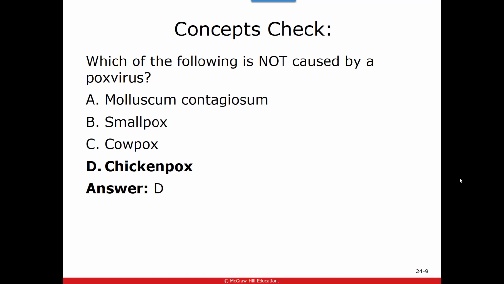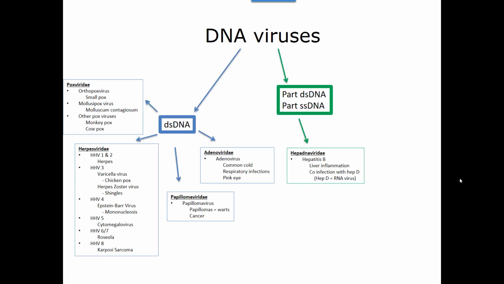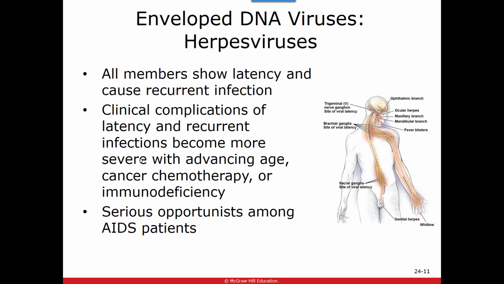Now, moving on to our next group. Still double-stranded DNA, but we're going to move on to the biggest family there is, and it's the herpes family, the Herpesviridae family. Now, all of the virus strains in the herpes virus family all show some kind of latency, meaning they can go dormant and then come back again.